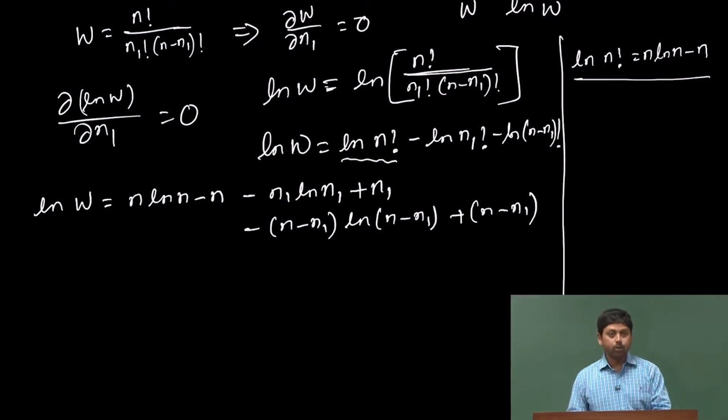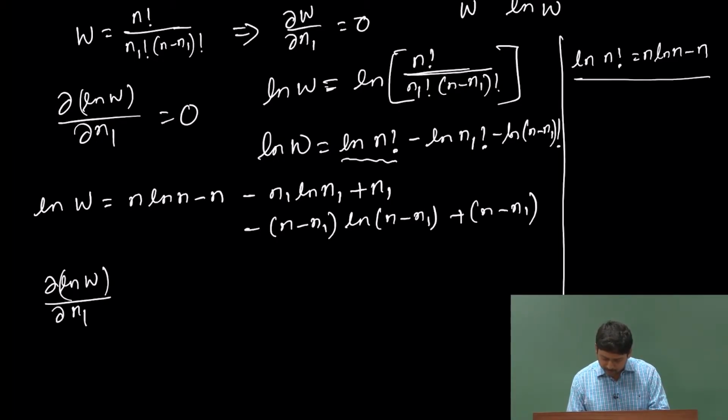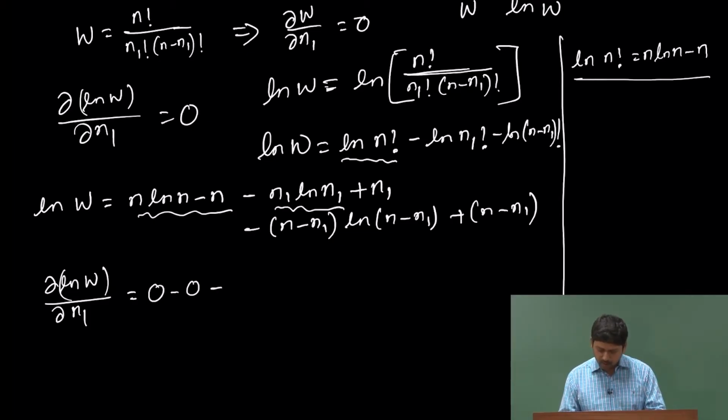Now, what I am going to do is take a derivative, d ln W by d n 1. So, the derivative of the first term is going to be 0 because n is a fixed quantity. So, first term is 0, second term is also 0. Now, the third term. This is a product, so I can do it the product way: n 1 into derivative of ln n 1 is 1 by n 1, minus ln n 1, because derivative of n 1 is 1. So, I am just doing a jump, but you can check it yourself.